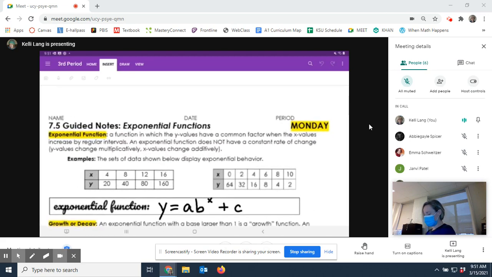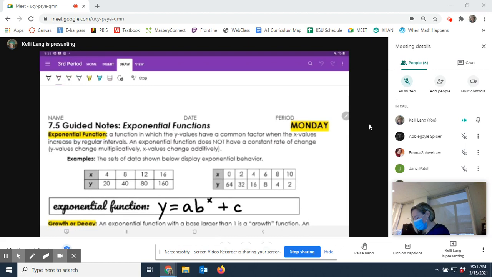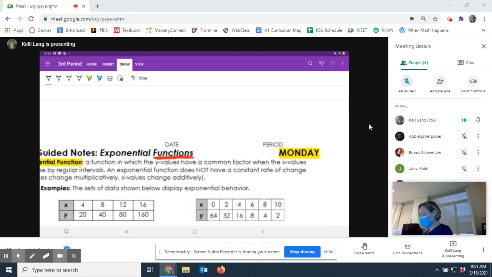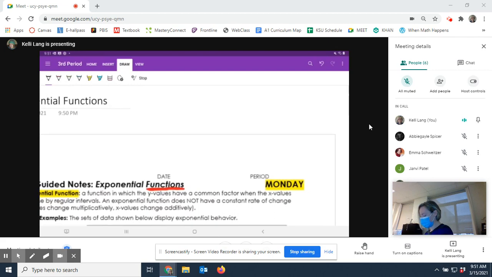But this other word here is also important. We are talking about exponential functions. And the word function is something that you've probably heard in algebra, but maybe you haven't spent a lot of time actually thinking about what a function is. A function is something that has multiple variables in it.